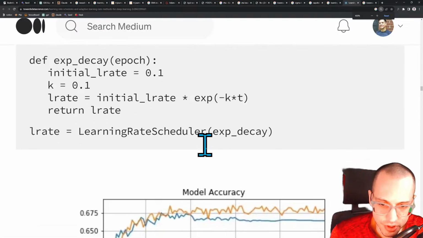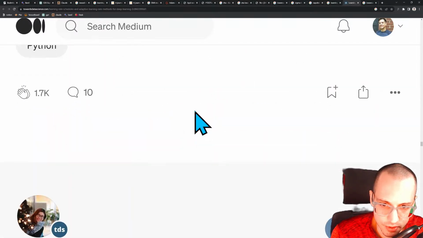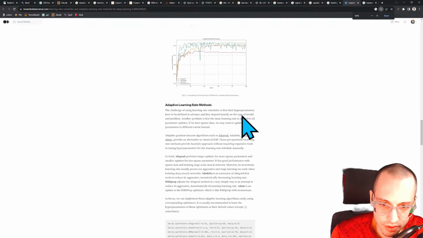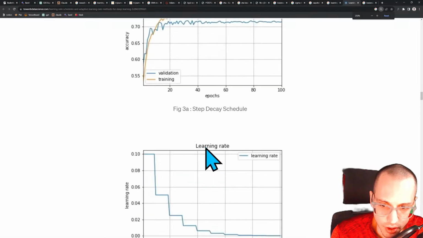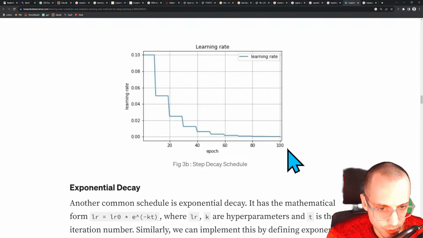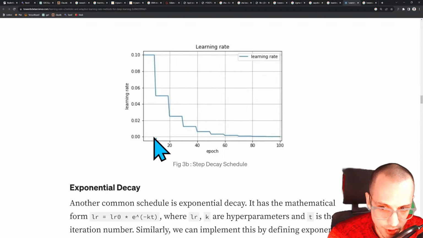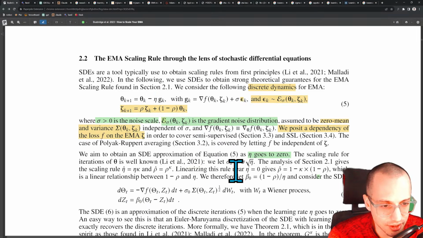So first time you go through your data set, let me scroll. Let me find that picture again. Right here. So your learning rate starts at 0.1, and then by the time you get to epoch 100, which means you've gone through your data set 100 times, your learning rate is now way smaller. So this is a stepwise learning rate schedule, so every X amount of epochs it switches, but you could have more complicated learning rate schedules.